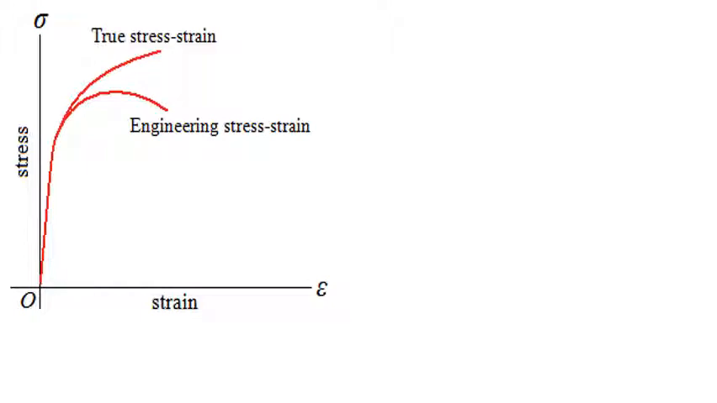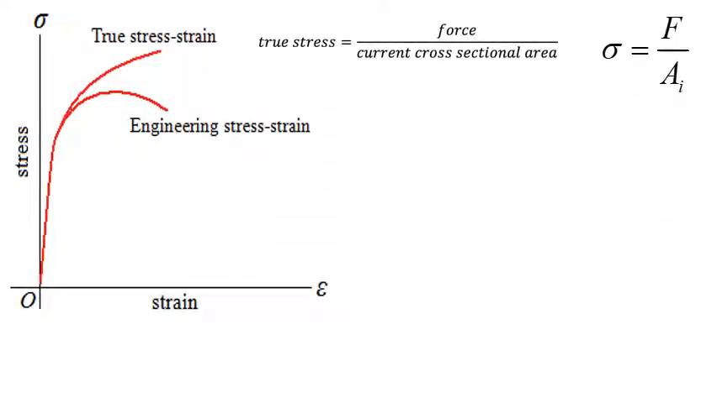This is what we discussed in the previous slide. Now, how to calculate the stress, how to calculate the strain, and how exactly we are going to get the true strain and engineering strain. First, the true stress. True stress is nothing but force divided by cross sectional area. What type of cross sectional area? It is the instantaneous cross sectional area.